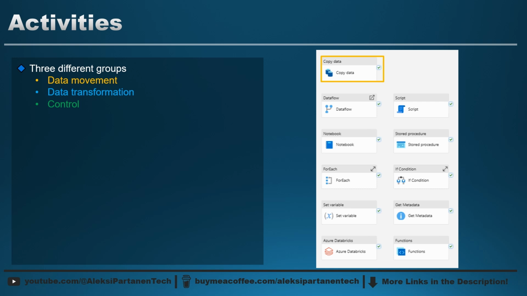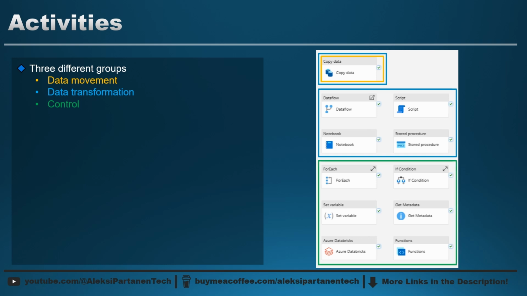Then we have those data transformation activities that include activities that do some type of data transformation, like execute Fabric notebooks and data flows, or run stored procedures or SQL scripts. But the confusing thing is that copy data is also considered to be part of this category as well. Things get even more confusing when we talk about the last category, control activities. Here we have activities that control the pipeline's logical flow, like loops and if conditions. And then we have activities that help to build logic into the pipeline, like set variable and get metadata activity. But then we have activities that I would consider to be data transformation activities, like Azure Databricks and function activity.